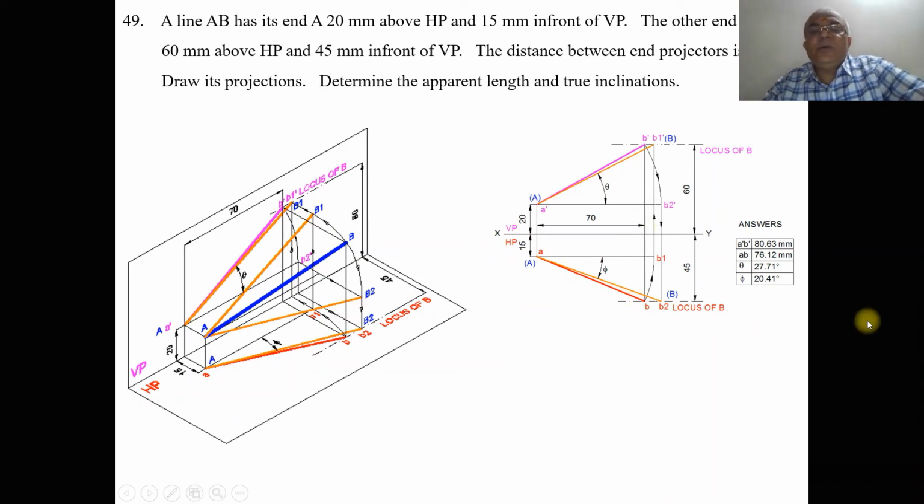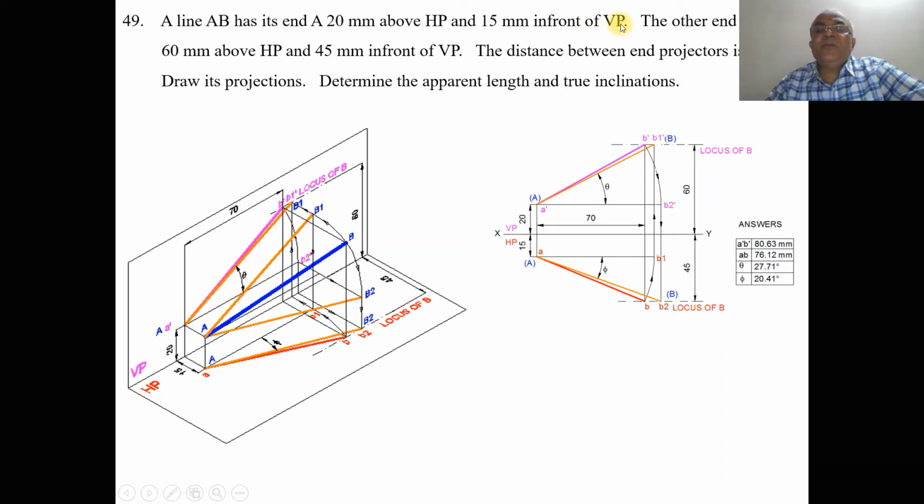First, we are going to draw the XY line, and you mark VP and HP, as shown. He says that point A is 20 mm above HP and 15 mm in front of VP. Above HP is seen in VP, so it is above the XY line. So from the XY line, you measure 20 mm above and then draw a horizontal line.